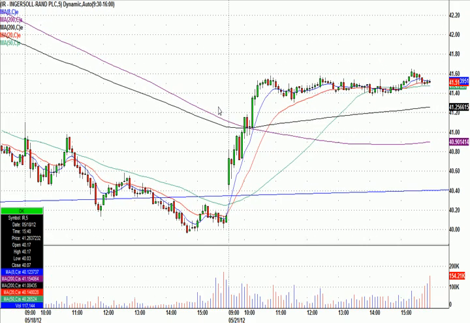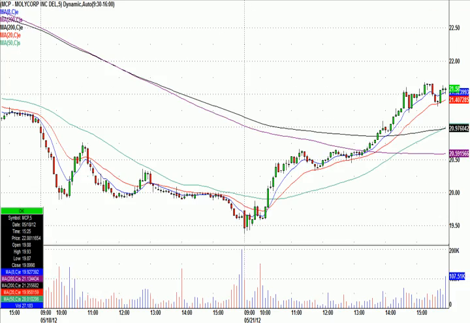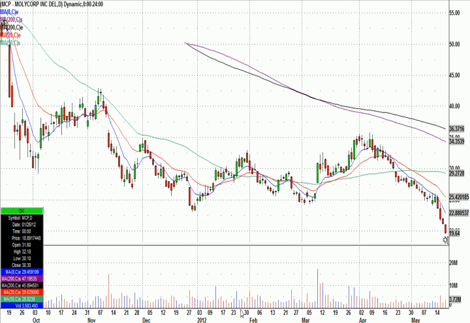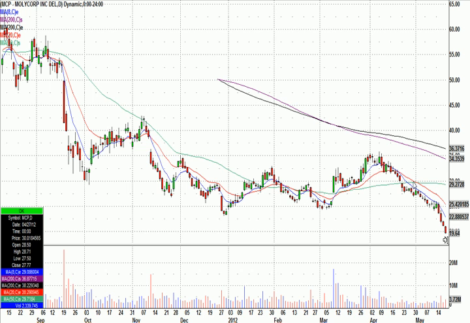Okay, next one, MCP. Now this one I couldn't find support on the daily, but it just had that PFPD, or what we call potential final push down shape to it. Grinding lower. Let me draw a line. This is a great way to find a potential bottom. Draw a line loosely connecting the tops.